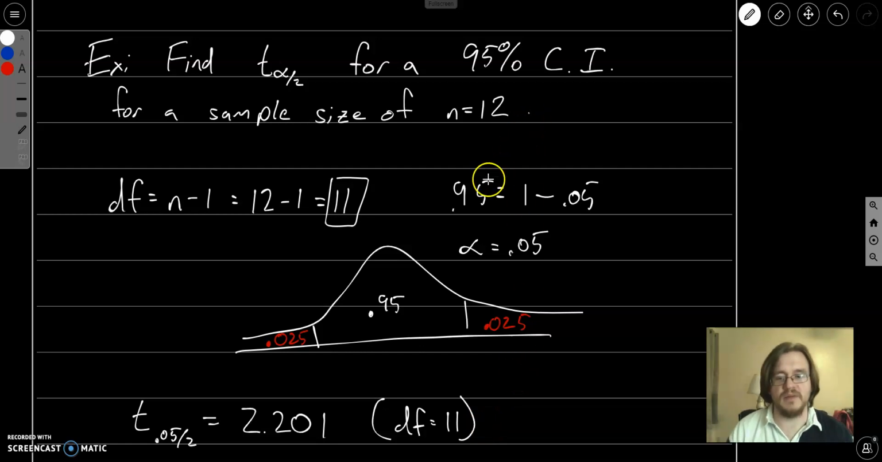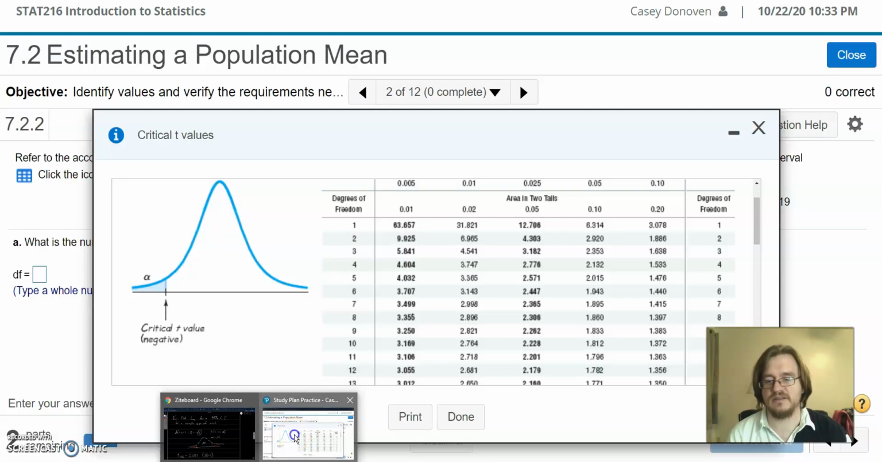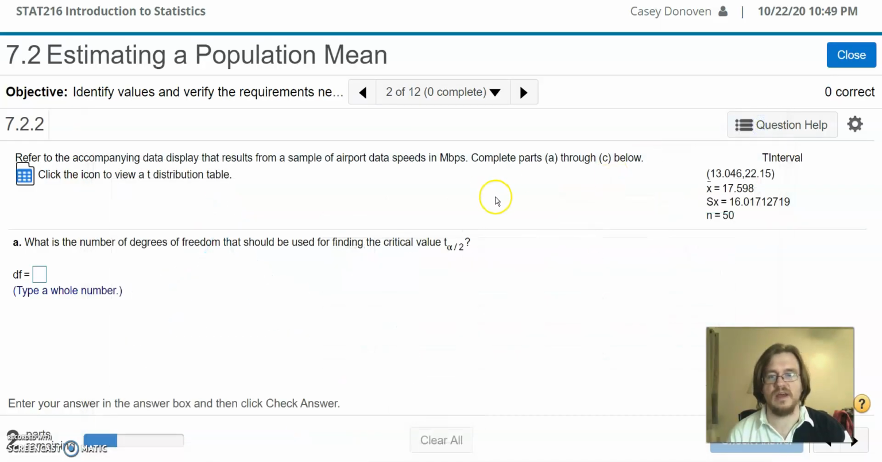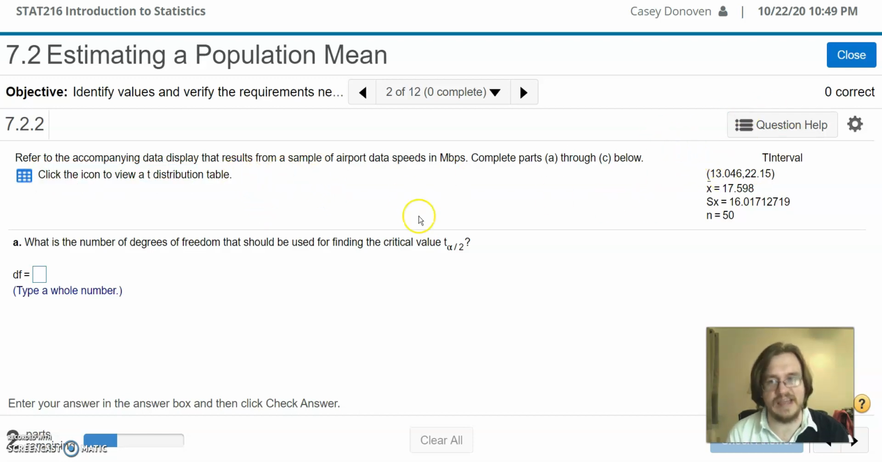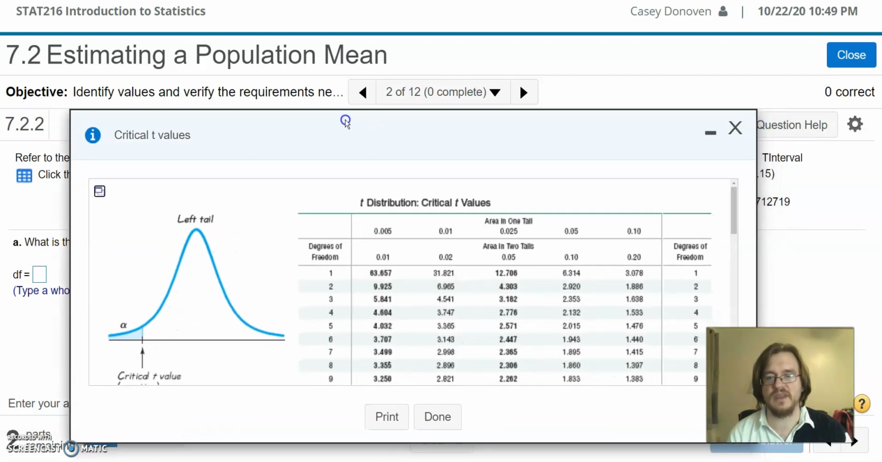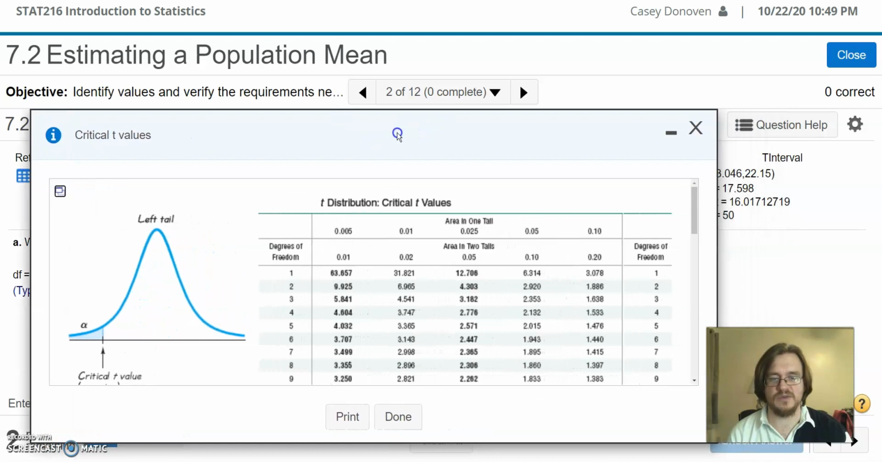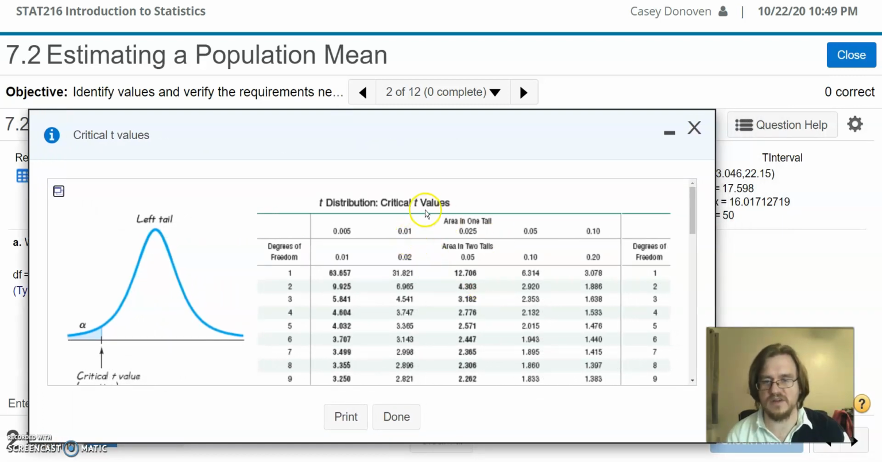Cool. There is one other way to calculate this, and this is to use a table. So let me bring this up. If we're looking at an example problem, it may give you a t-distribution table to use as well. You can also go into StatCrunch to do this, but here's how we would use a table. This is what the table will look like. I apologize if it's small on the screen.